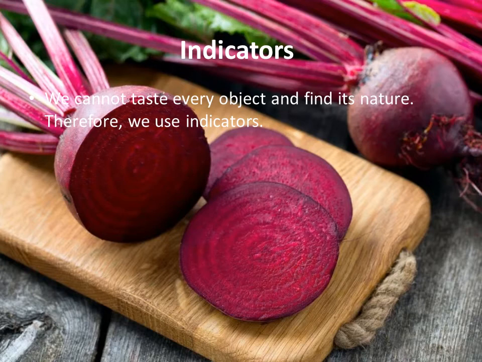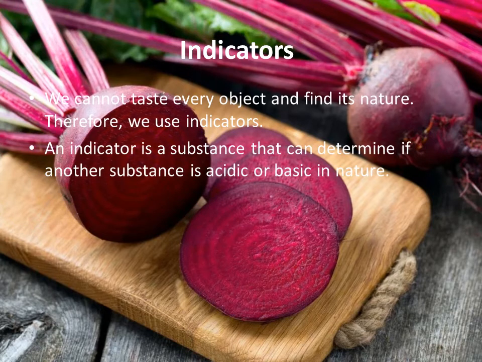We know by indicators. An indicator is a substance that can determine if another substance is acidic or basic in nature. There are two kinds of indicators. First is the visual indicator, second is the olfactory indicator. Now what does olfactory indicator mean? Olfactory indicators change their smell, and by changing their smell they tell us whether it is basic or acidic.